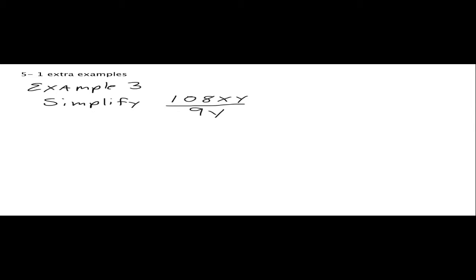Here we are in example 3, which asks us to simplify a fraction. We have an algebraic fraction, so we've got numeric terms as well as variables. Well, the variables are easy. The y over y reduces to being just a 1. So I have 108x over 9, because 1 times anything is just that thing. And now we've got to see whether 9 will go into 108.